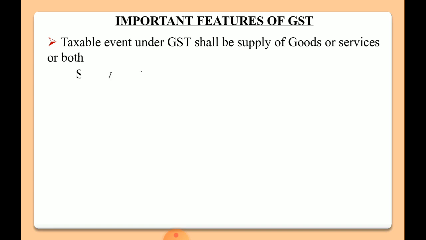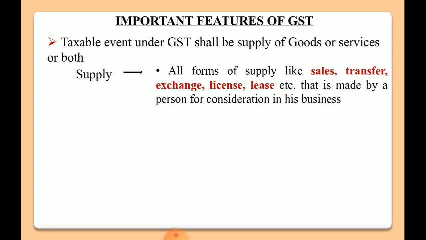Now what is the meaning of supply here? Supply means all forms of supply like sale, transfer, barter, exchange, license, all forms of supply made by a person for consideration in his business. That we need to remember. If any of the above transactions like sale, transfer, exchange, license are made by a person for consideration either in the course of business or in the furtherance of business, that will be included in supply.